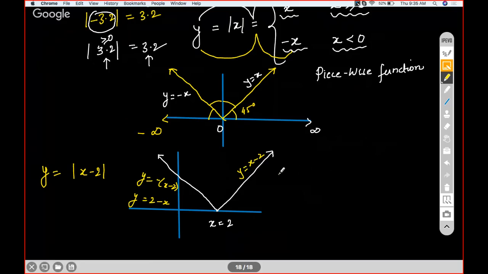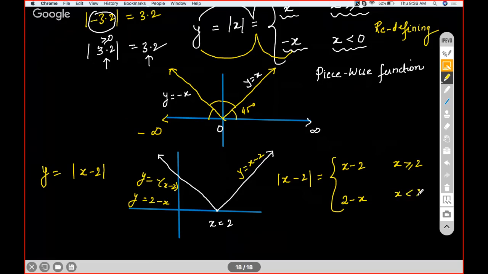So in light of this, you can actually redefine. Redefine means writing without mod. The way I've written over here is called redefining the function. Redefining means defining the function without mod in place. So mod of x minus 2 is defined as x minus 2 when x is greater than or equal to 2, and is defined as 2 minus x when x is less than 2.